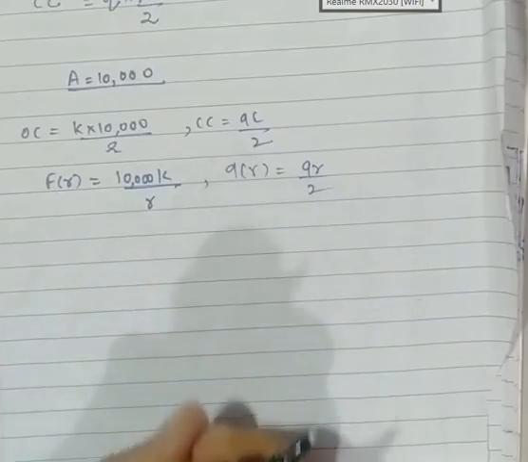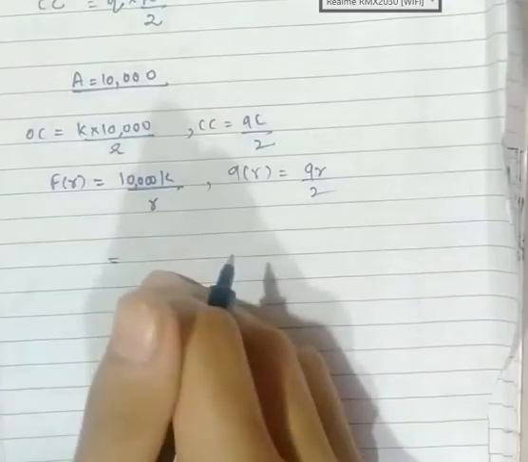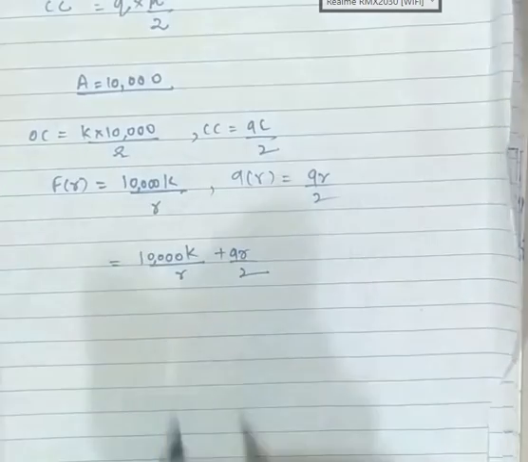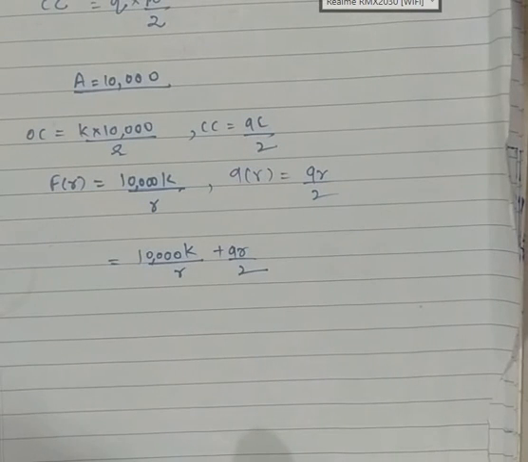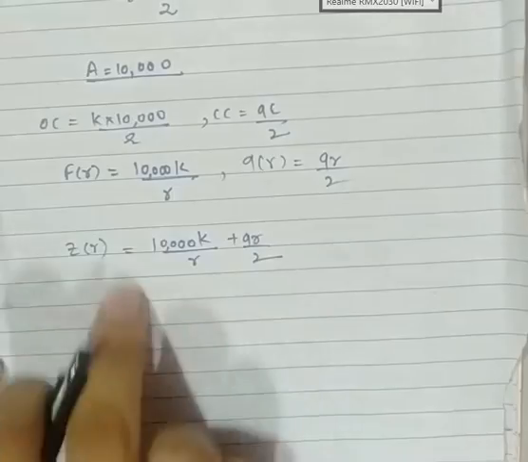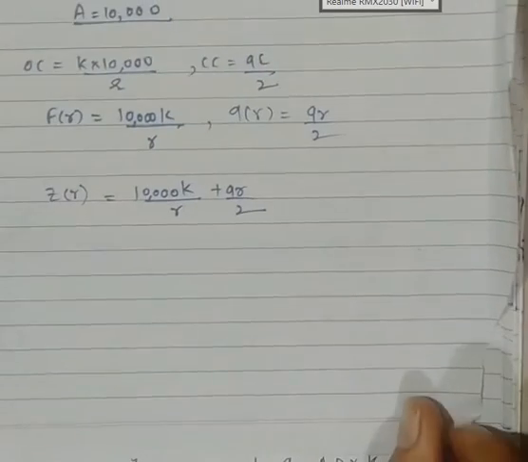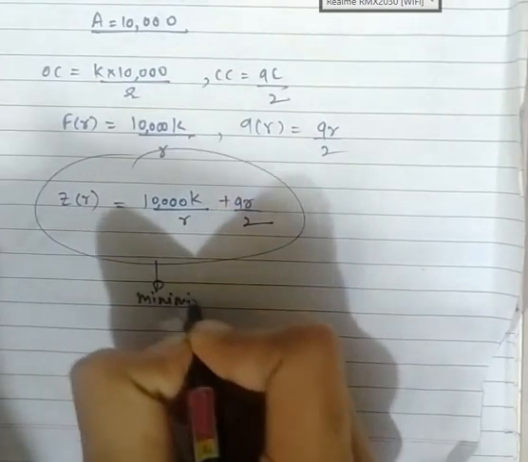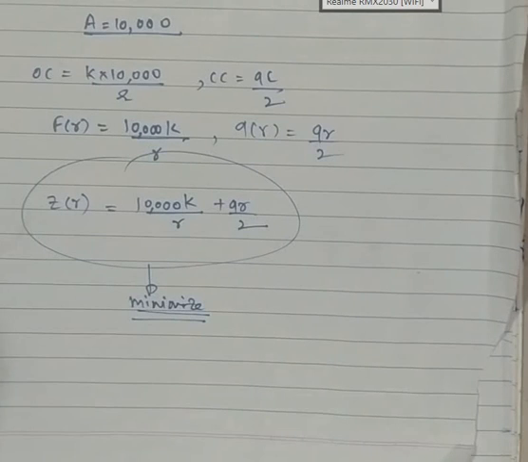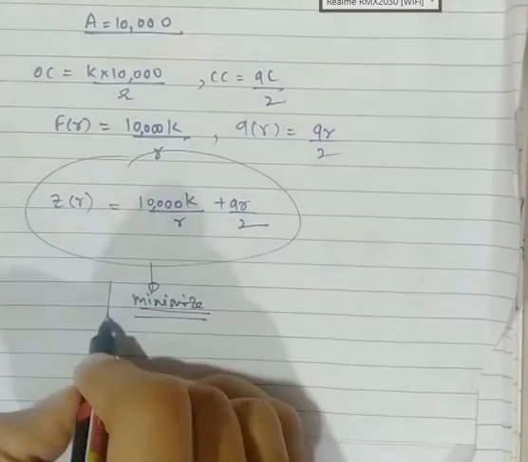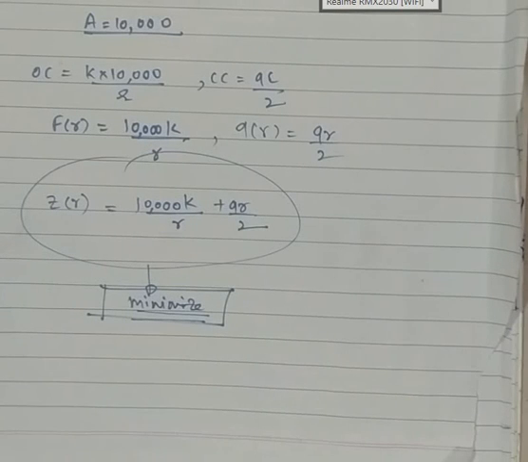Now we have to minimize the total cost, that means ordering cost plus carrying cost: 10,000 K upon R plus QR upon 2. Suppose this is Z of R. Now we have to minimize this, and then we will get R, our economic order quantity, the quantity at which we should place the order so as to minimize this. We are going to minimize this in the next part.